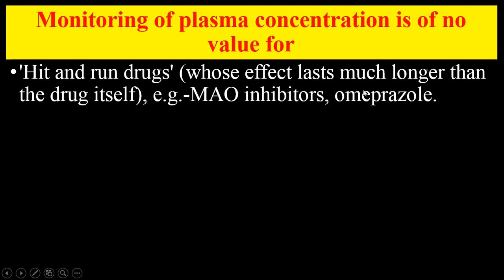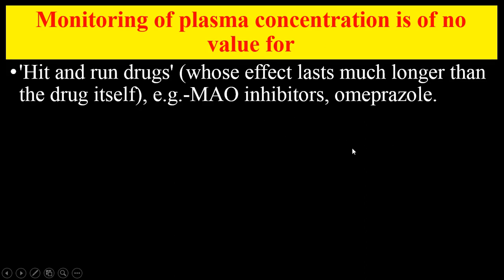Hit and run drugs are those whose effect lasts much longer than the drug itself. For example, omeprazole. Look, omeprazole is the drug which irreversibly inhibits the proton pump responsible for production of acid in the stomach, and though we can detect the plasma level for some hours, say 18 hours, we then observe no omeprazole in the plasma, but its action may still be there because it has irreversibly inhibited the H plus K plus ATPase, or the proton pump, in the stomach.